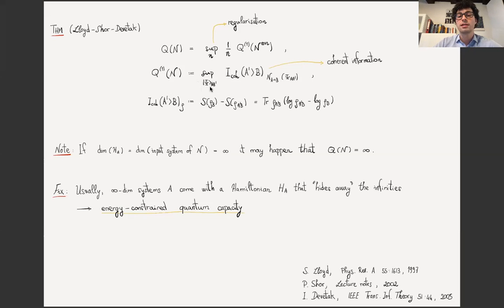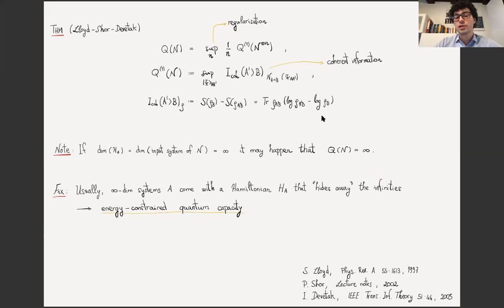And then you send the A half of the state through the channel, and you get a state between Alice, A prime, and Bob, B. And then you compute what is called the coherent information of that state. The coherent information will just be the von Neumann entropy of the B system minus the global von Neumann entropy of the whole state. Okay, this is the explicit formula.